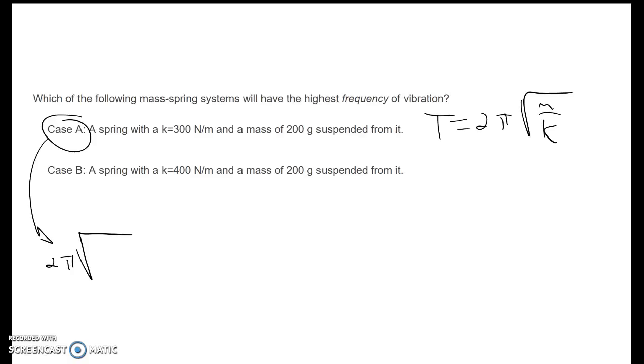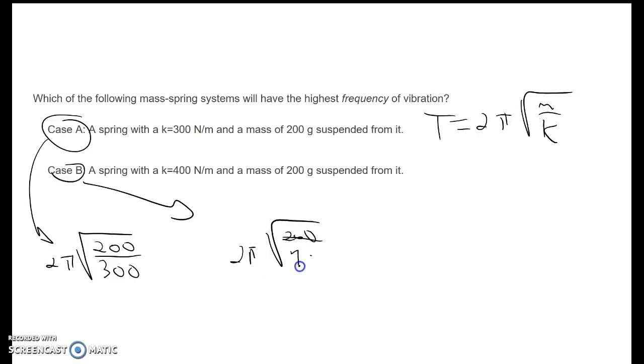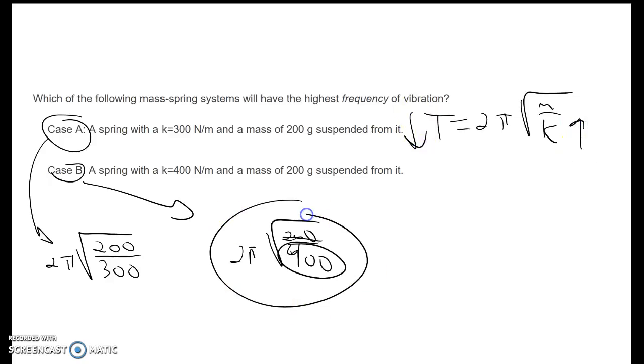Normally when we look at the mass, we'll look at it as grams. So 200 over 300. And then case B is 2 pi, 200 over 400. Because they have the same mass but the k is different, if we have a higher spring constant, then our T is going to be less. It's an inverse relationship. This goes up, this goes down. So case B will have a smaller period.